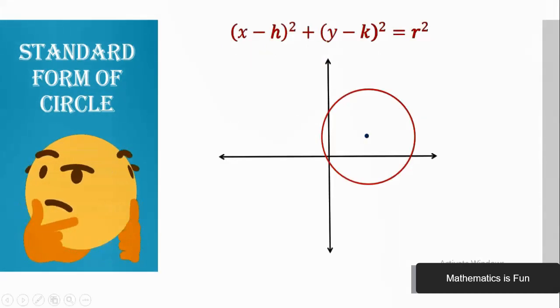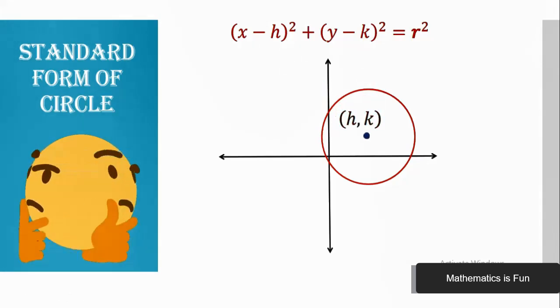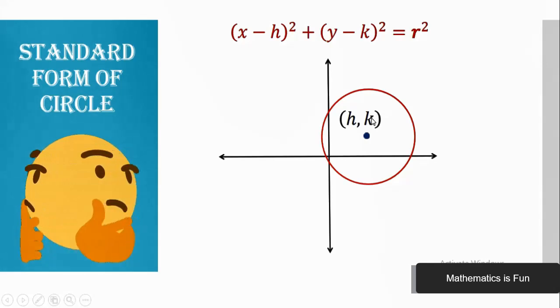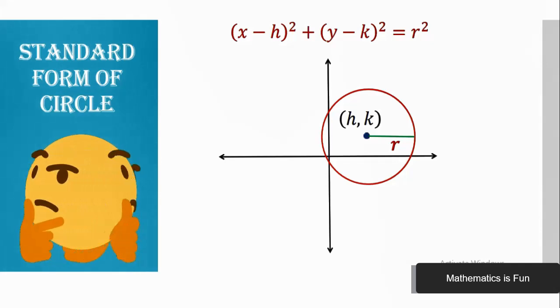Now this is the graph of the circle, and here h and k are the coordinates of the center of the circle. Here h is the x coordinate of the center of the circle and k is the y coordinate of the center of the circle. Here r is the distance between the center of the circle and different points of the circle. So r is the radius of the circle.